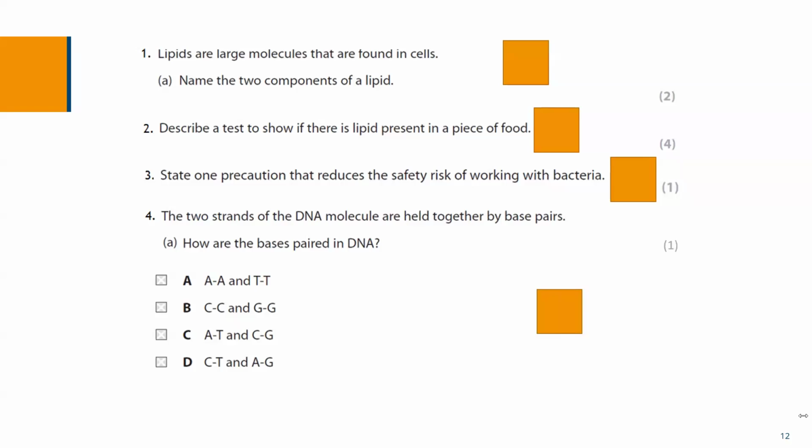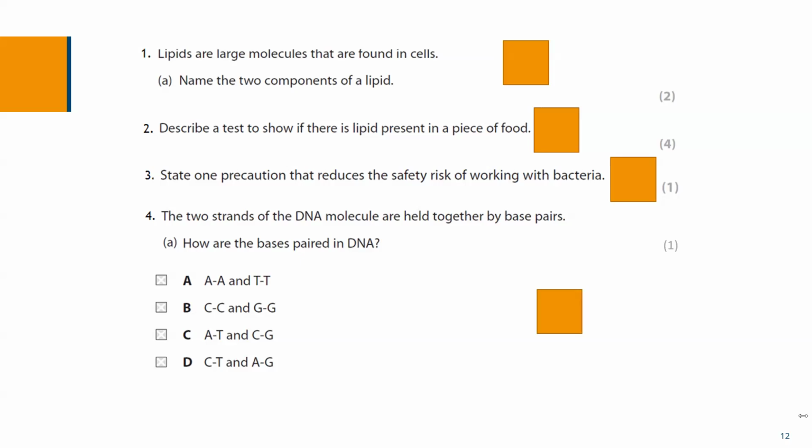Okay, so name two components of a lipid. I think that is a recall item. Okay, come back to number two in a minute. Right, the two strands of a DNA molecule are held together by base pairs. How are the pairs linked together? Well, I think that's recall. So I think one and four are definitely recall. So let's look at two and three. Now, we said that describe is not normally a simple recall. Okay. However, it is almost identical to the statement in the specification. So I think two is possibly recall.